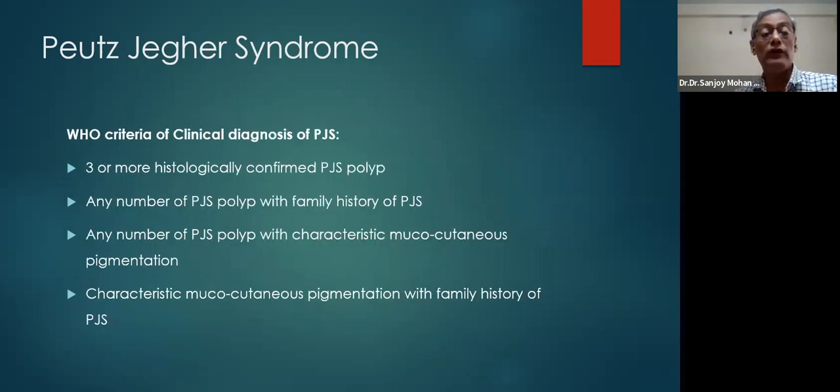So what are the WHO criteria for the clinical diagnosis of PJS? Three or more histologically confirmed Peutz-Jeghers syndrome polyps, so these are the hamartomatous polyps. Any number of Peutz-Jeghers polyps with a family history of Peutz-Jeghers syndrome. Any number of Peutz-Jeghers polyps with characteristic mucocutaneous pigmentation, or characteristic mucocutaneous pigmentation with a family history of Peutz-Jeghers syndrome. So these are the criteria to diagnose Peutz-Jeghers syndrome.